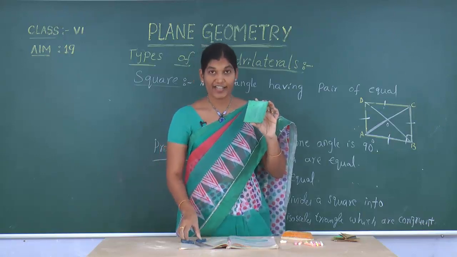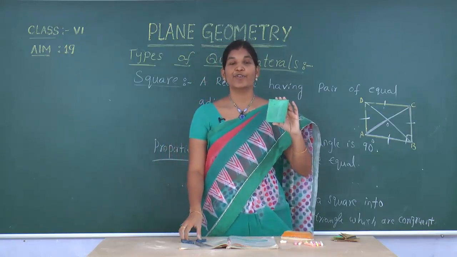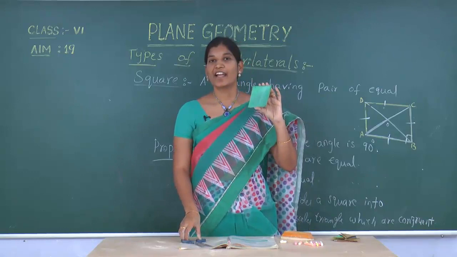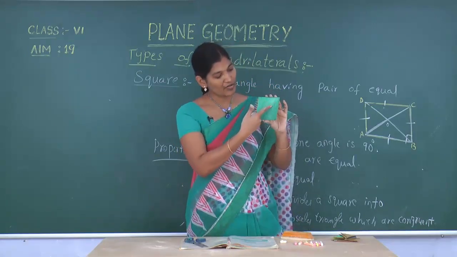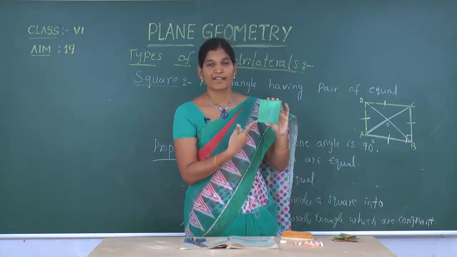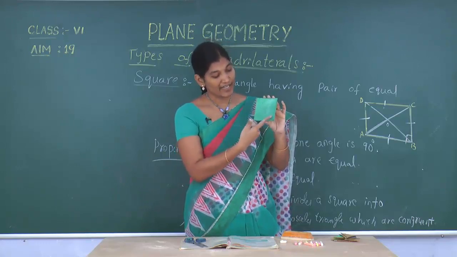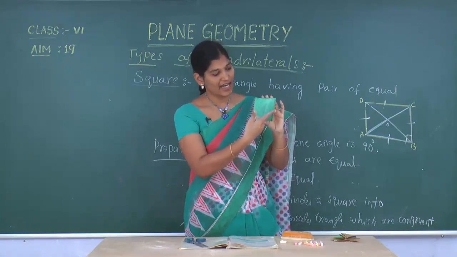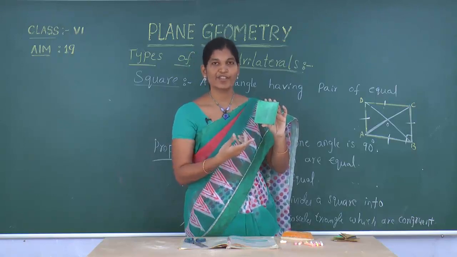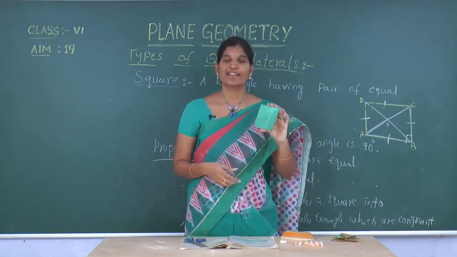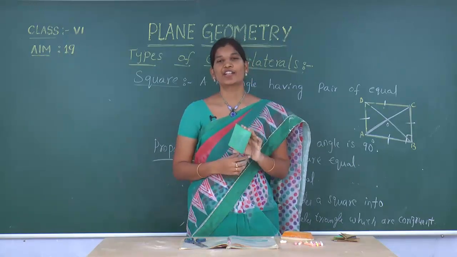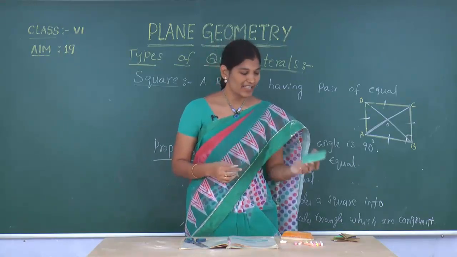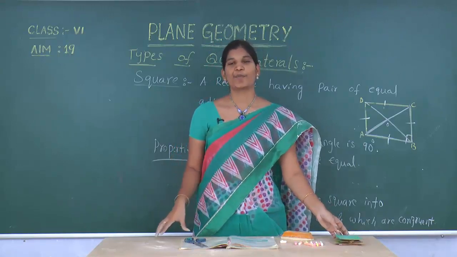Each diagonal divides the square into two right angle isosceles triangles. Why? Because if I cut along the diagonal, we know here it is 90 degrees and these sides are equal. So obviously the two triangles are isosceles right angle triangles, and they are congruent to each other. In this way we can state the properties.